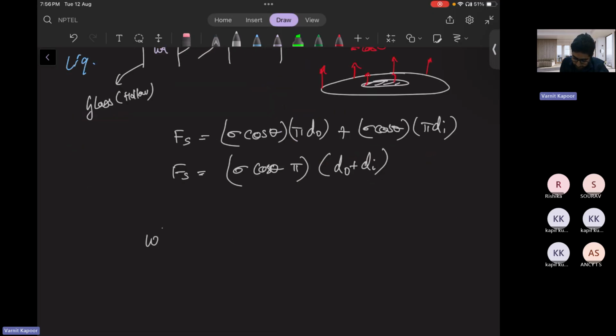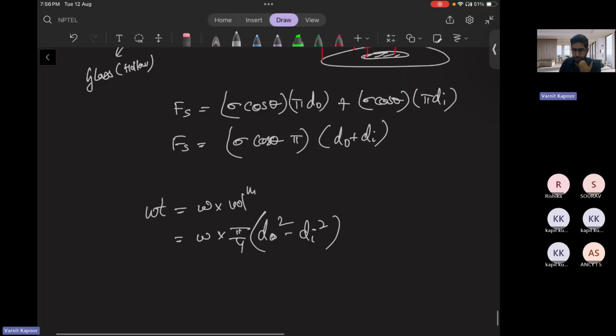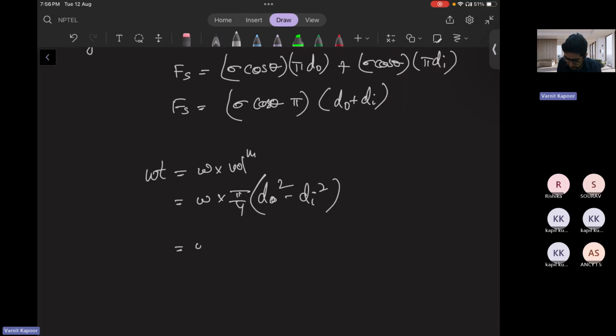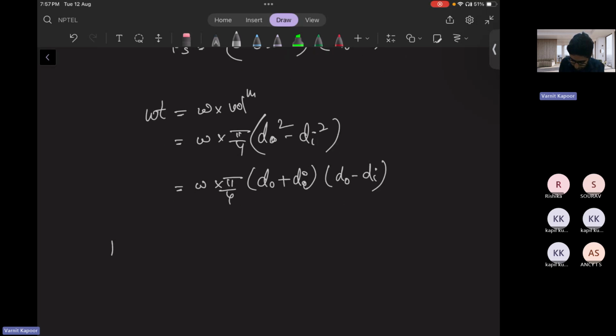Similarly, weight is nothing but specific weight into volume. W into what will be the volume of this hollow glass? Pi by 4 (d outer square minus d inner square). This is the volume. This can be written as pi by 4 (a square minus b square), that is (a plus b) into (a minus b). For equilibrium, you compare them.